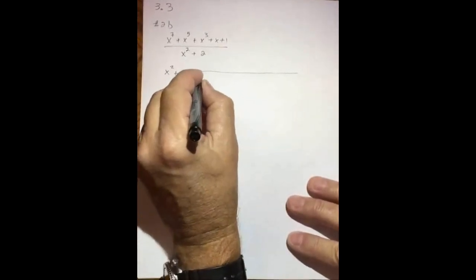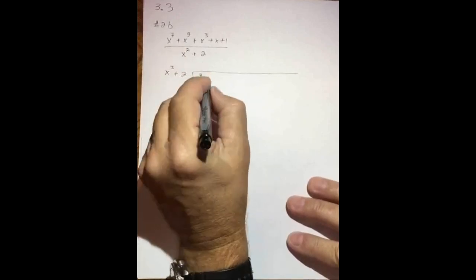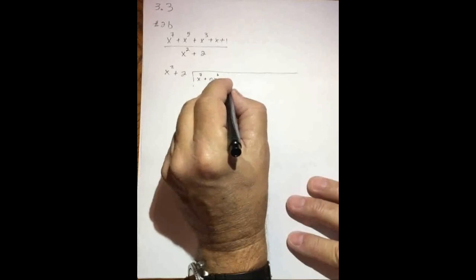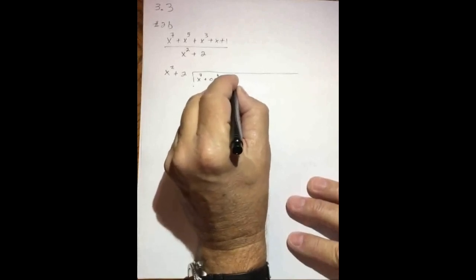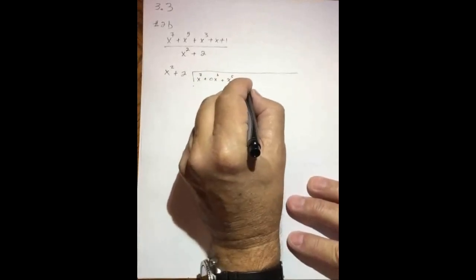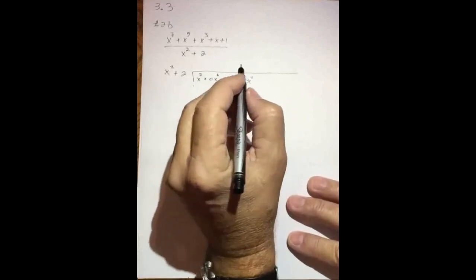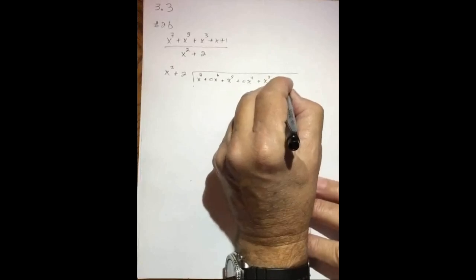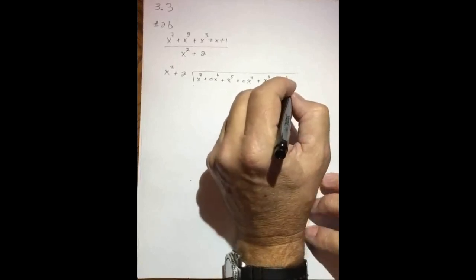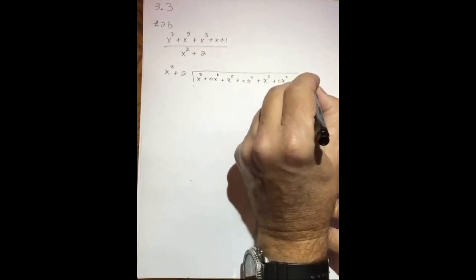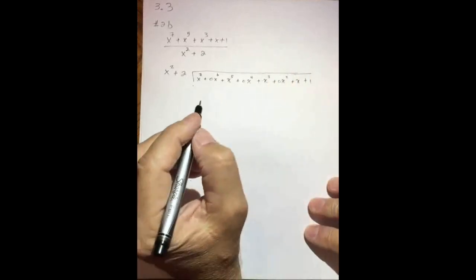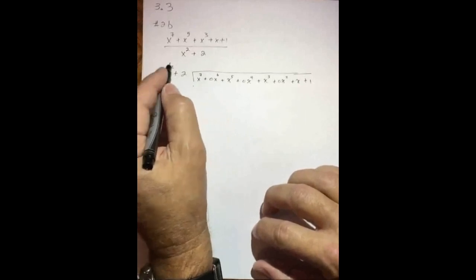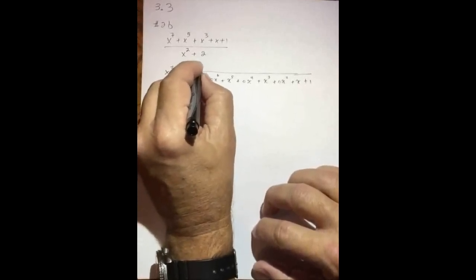This is x to the 7th. Now there's no x to the 6th term, so I'm going to put one in. Then we have x to the 5th. There is no x to the 4th, so I'll put one in. There's an x cubed. There is no x squared term. Okay. Now, we need an x to the 7th. We have x squared, so we're going to multiply by x to the 5th.